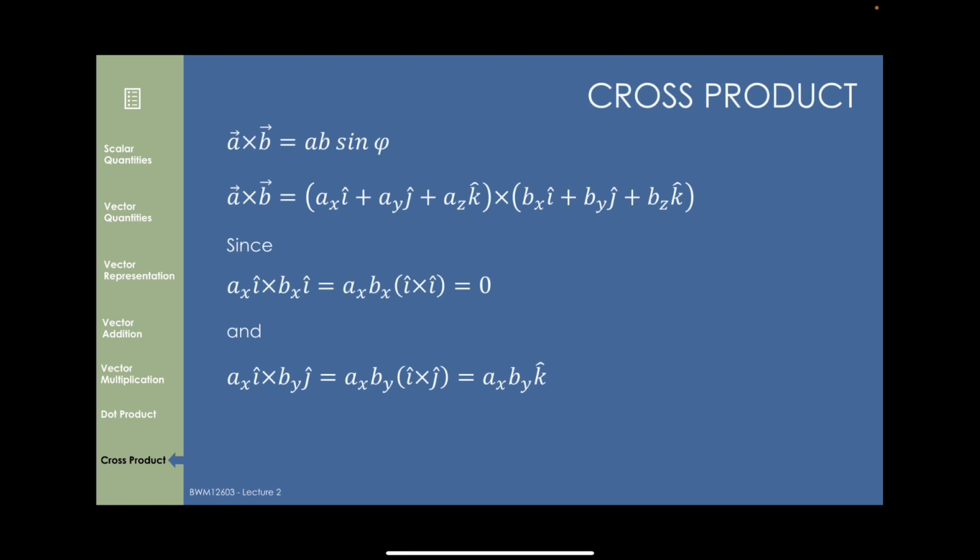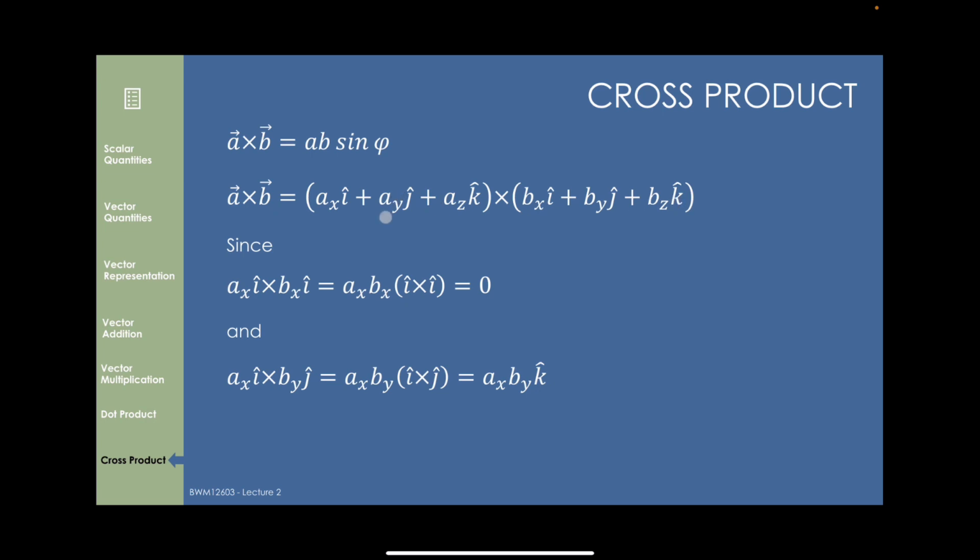Okay, now let us look at how we can find the expression for the cross product of two vectors a and b. We already know this formula: a cross b is equal to ab sine of phi, where phi is the angle between a and b, and a and b are the magnitudes of vectors a and b respectively. We also know from the previous slides that vector a can be represented in terms of its components along the x, y, and z axes like this: axi plus ayj plus azk, and vector b is equal to bxi plus byj plus bzk.